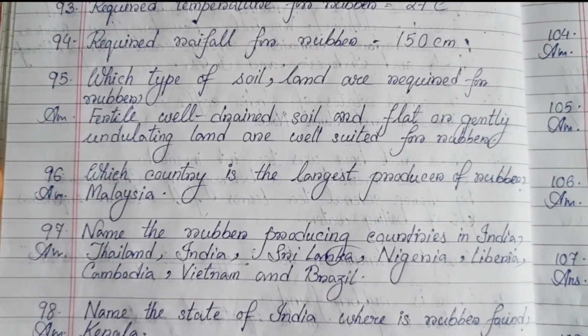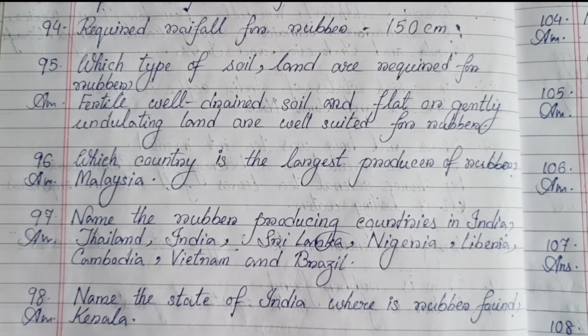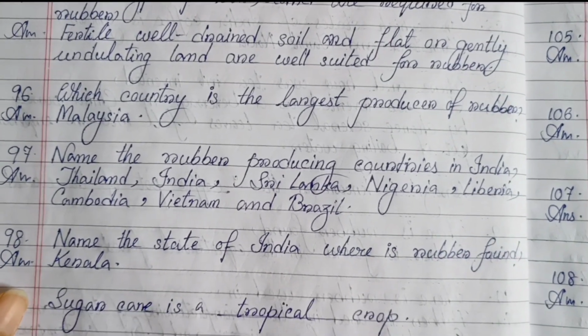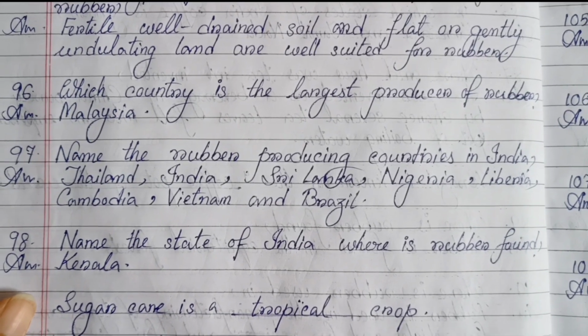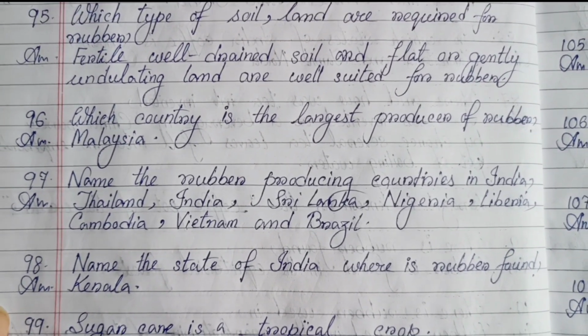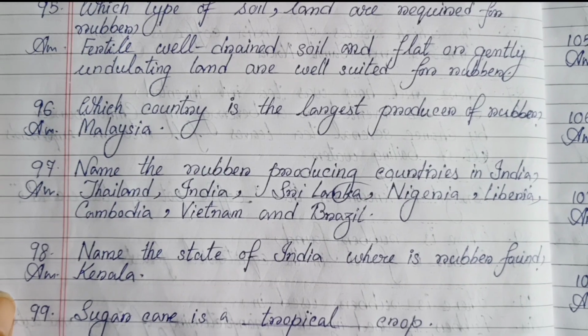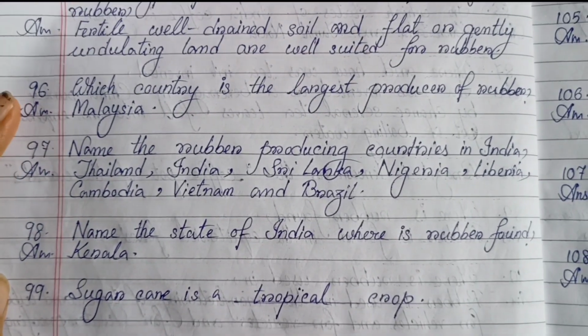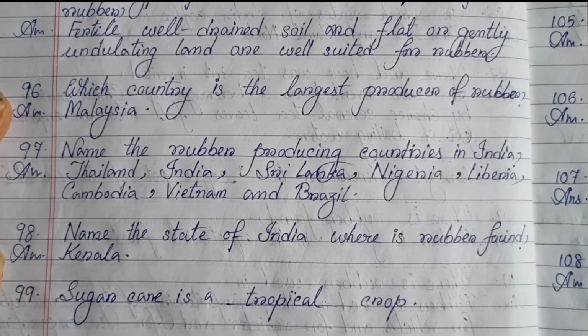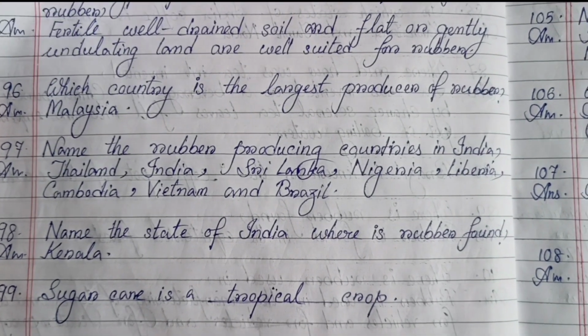Which country is the largest producer of rubber? Malaysia. Name the rubber producing countries. Thailand, India, Sri Lanka, Nigeria, Liberia, Cambodia, Vietnam and Brazil. Name the state of India where rubber is found. Kerala.